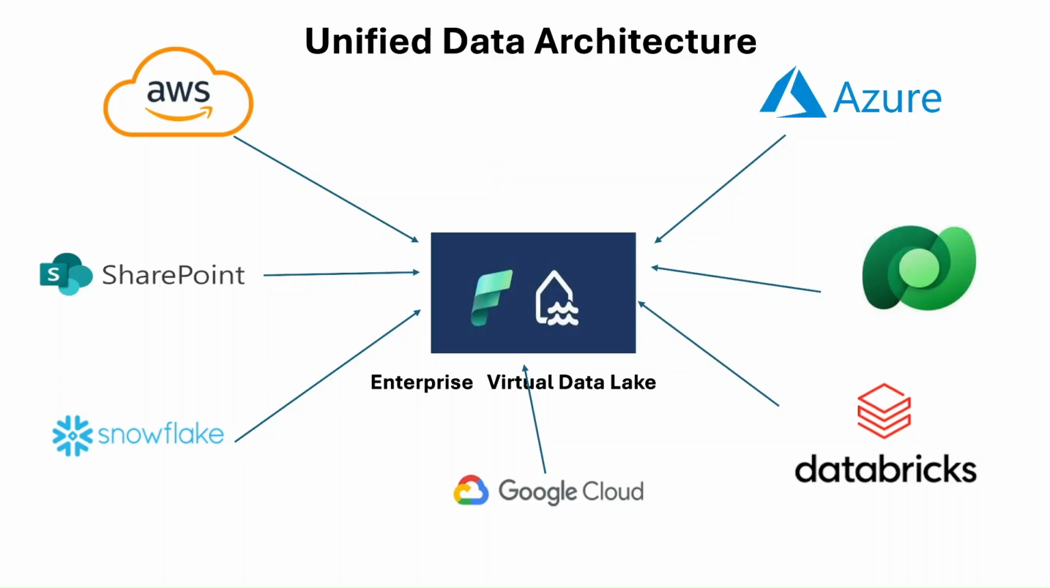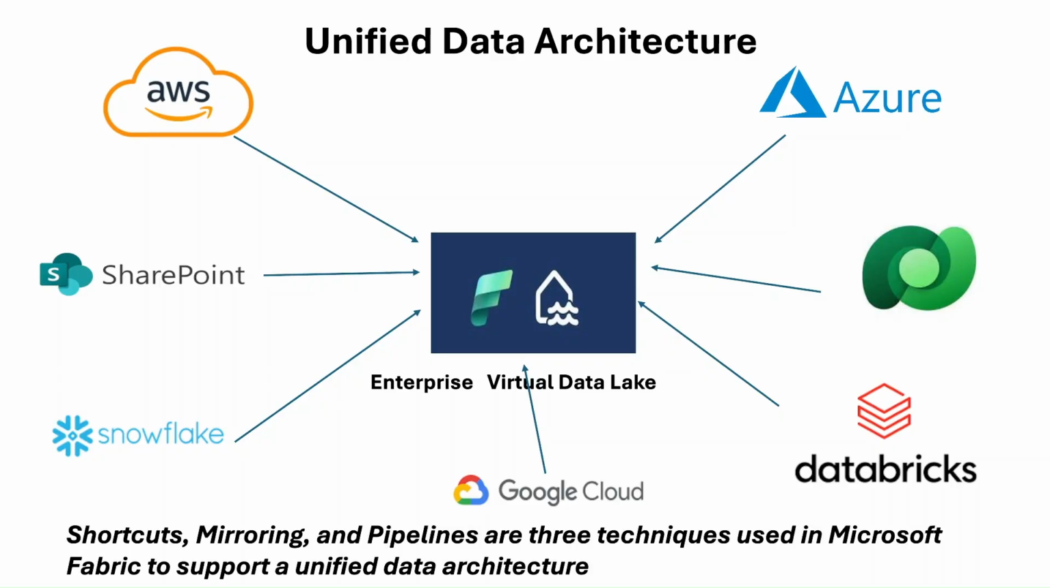Now there are three basic mechanisms we use in creating unified data architecture in Fabric. One is, of course, what we already have seen, shortcuts. Another is mirroring, and pipelines. So these are the three techniques used in Microsoft Fabric to support a unified data architecture. There is a separate tutorial on mirroring where you can explore more about it. Shortcuts and mirroring are a bit different, and they both serve different purposes.